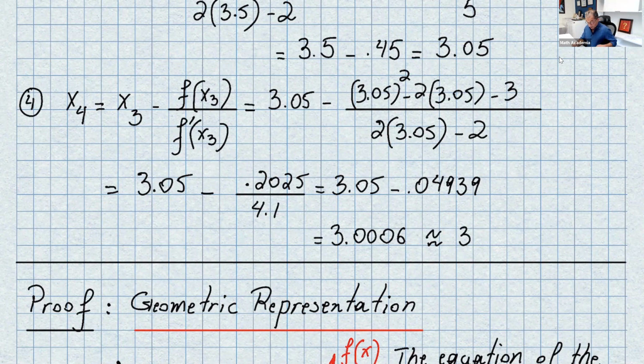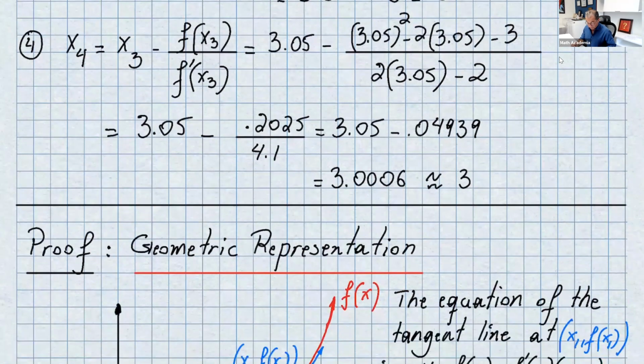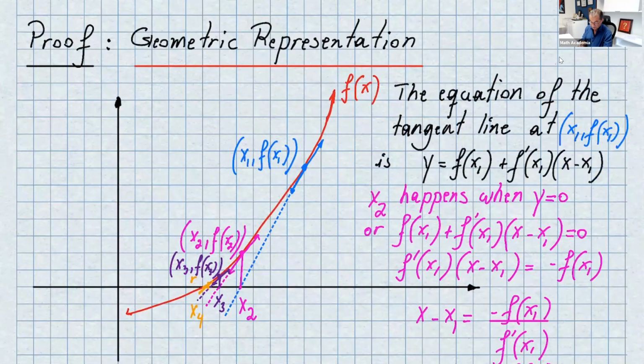How does that work? It's a good idea to see the proof of Newton's method, the geometric representation. So let's see how this works. This is our curve, or the graph of f of x. And as we know, our goal is to find when f of x equals 0, that means the x-intercept of that graph. That point, the solution, is the x-intercept. So now we pick an x1. So this point is x1, f of x1.